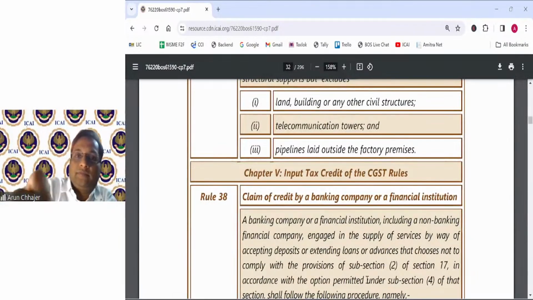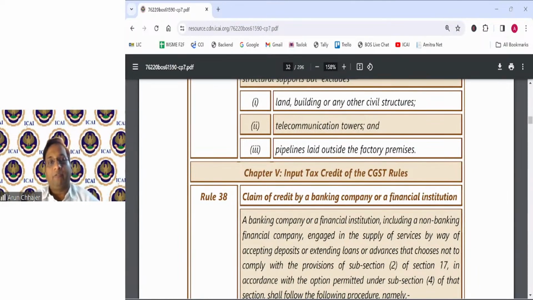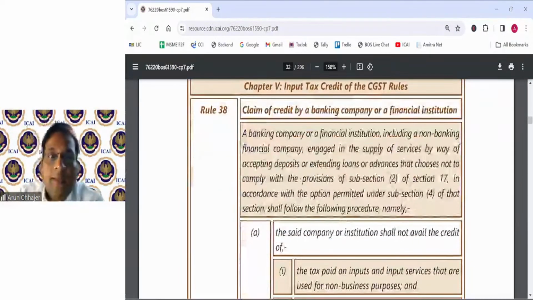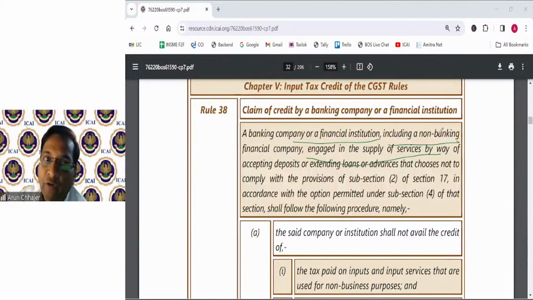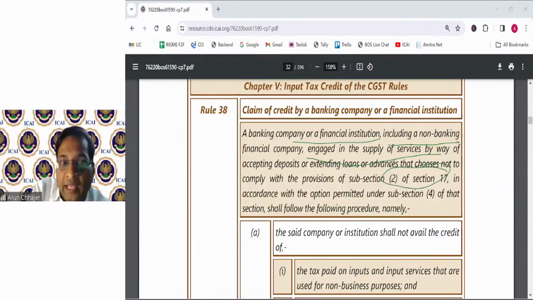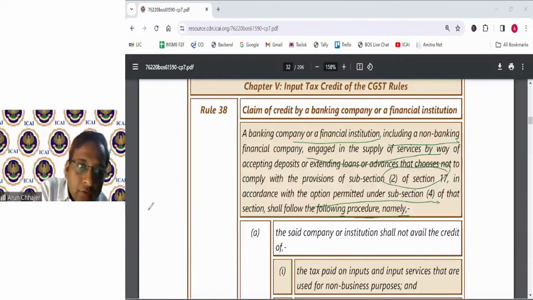ITC claim of credit by the banking company or financial institution. The banking company or financial institution, including NBFC, engaged in the supply of service by way of accepting deposit, extending loan, advances, that choose not to comply with 17.2 in accordance with the option permitted in 17 subsection 4, then they have to follow the following procedure.